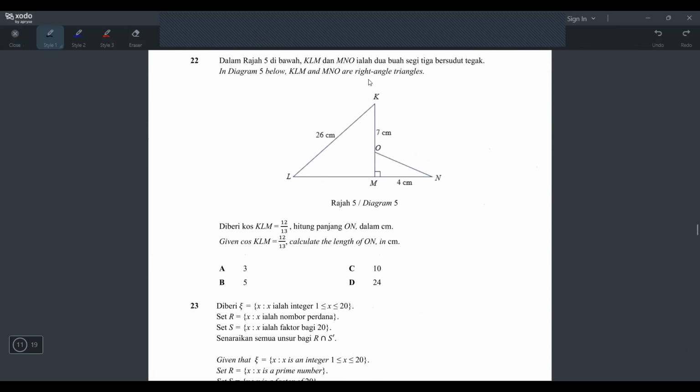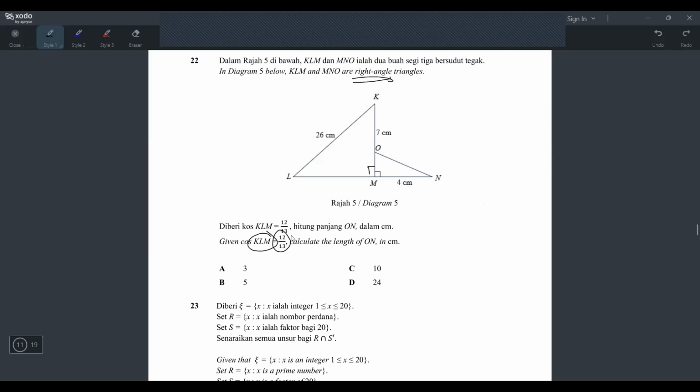Okay, 22. In diagram 5 below, KLM and MNO are right angle triangles. Straight away, I know it's Trigo, because right angle triangle, right? So there's two right angles. One is the big one like this, and then the second one is like this. Okay, they say given cos KLM is 12/13. So I think I can put in this information.